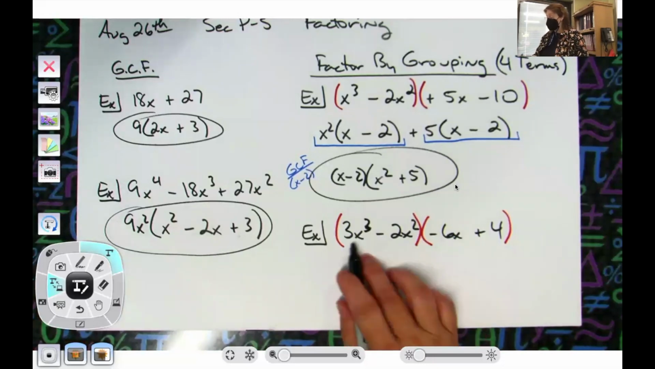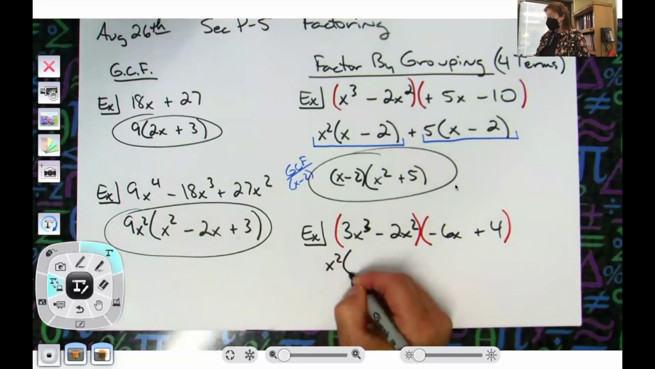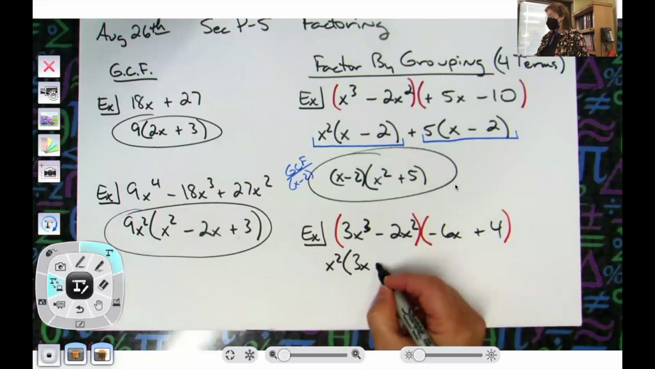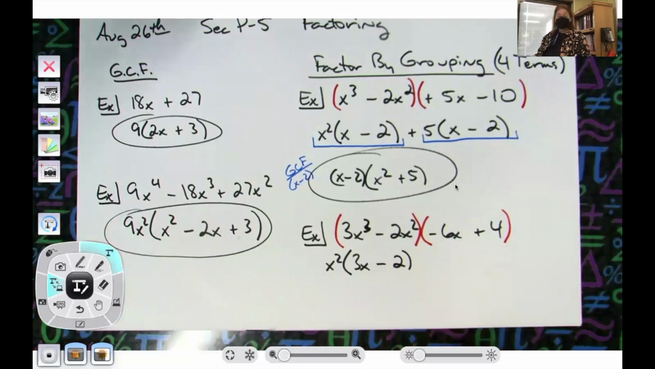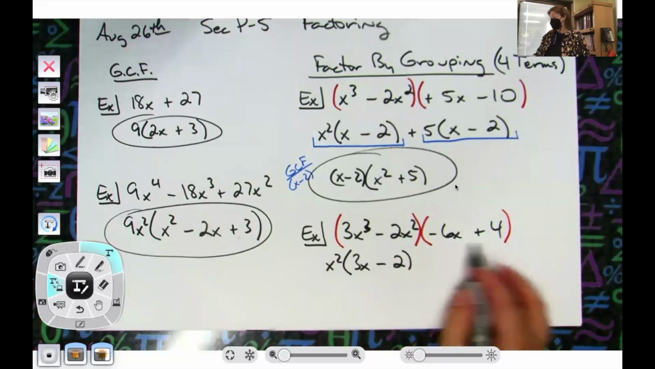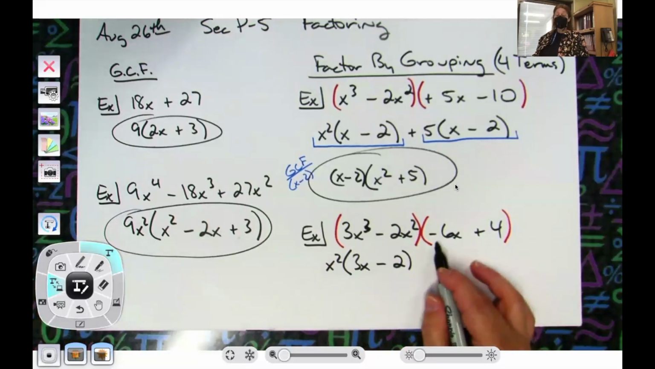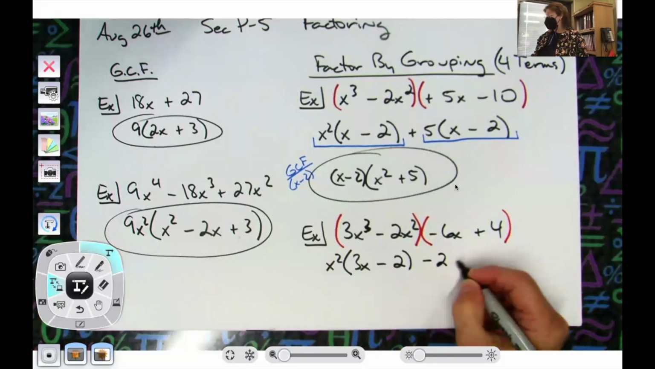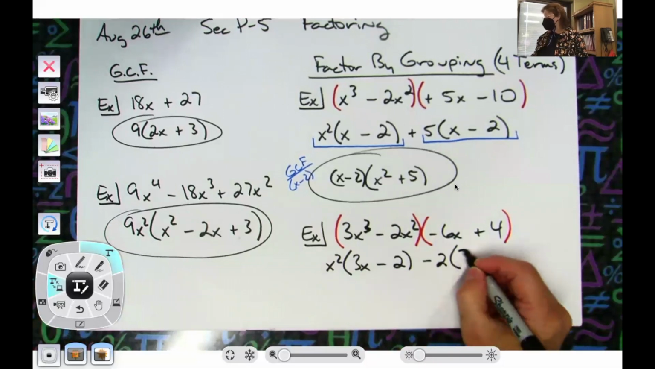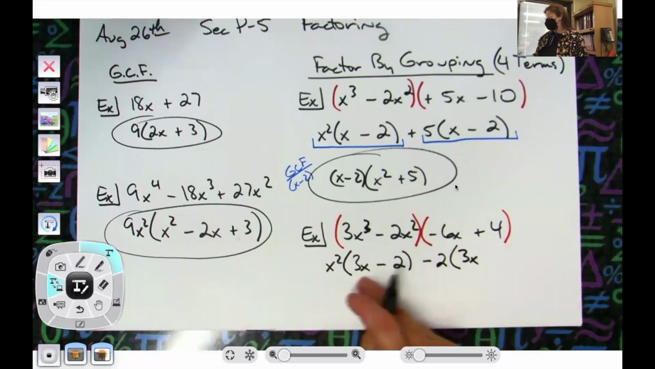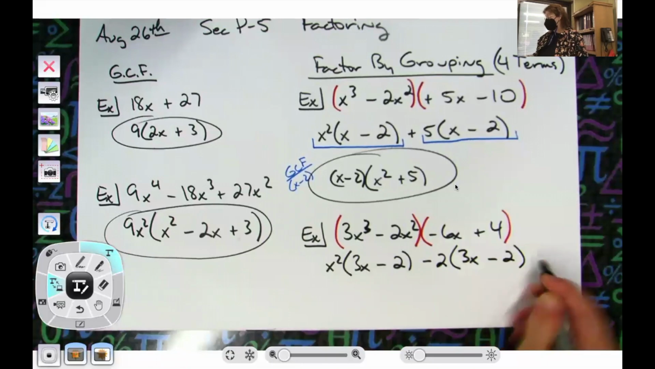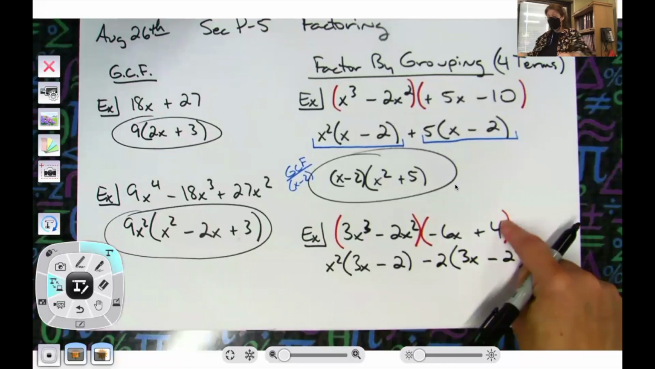All right, on this one, I can't take out coefficients. I can take out an x squared. That'll leave me with a 3 and an x. Take out the x squared there, and it'll leave me with a 2. Over here, I better take out a negative 2. When I take out negative 2, that'll leave me with a positive 3x, which is what I want, and then a minus 2, because negative 2 times negative 2 gives me that positive 4.